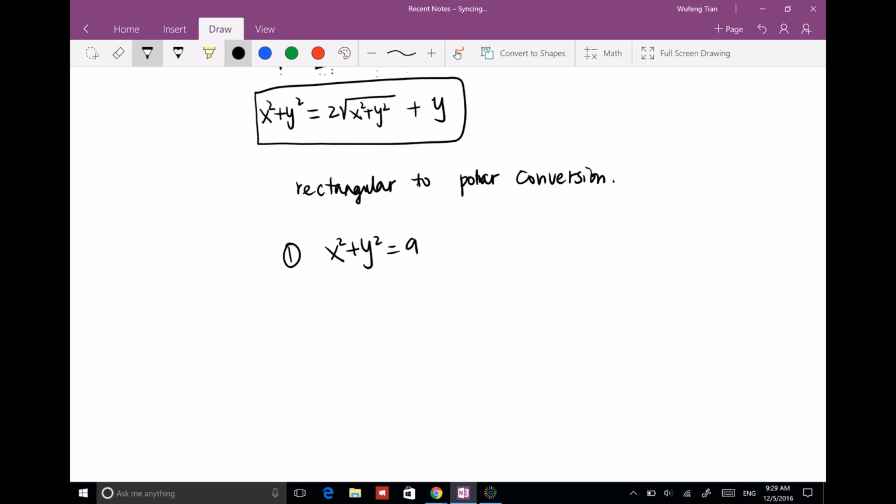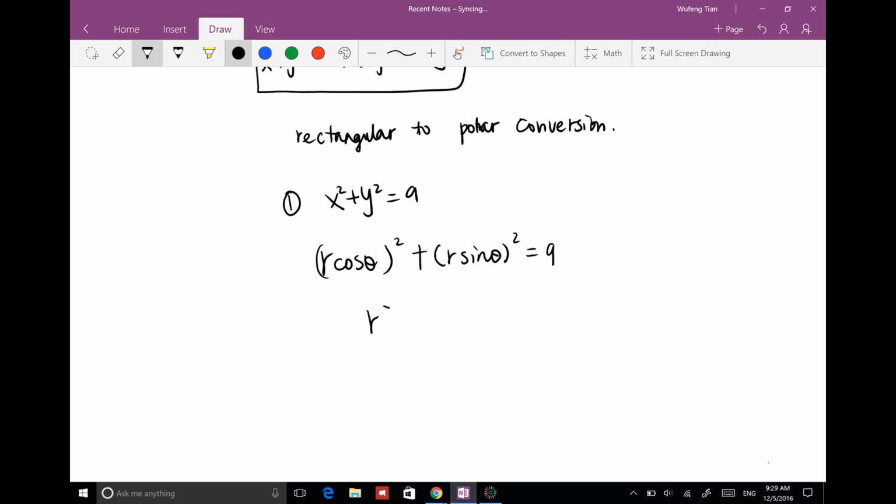x equals r cosine theta. So you change x into r cosine theta. Converting rectangular into polar is much simpler, because you just replace x by r cosine theta, replace y by r sine theta, and that's it. But you have to simplify sometimes. For example, this one, you can simplify more.